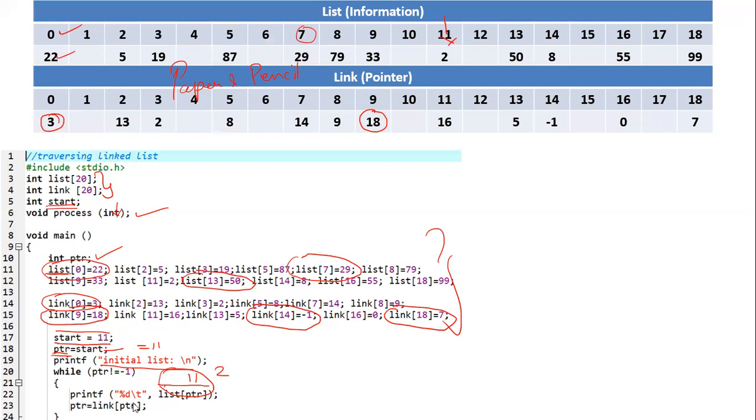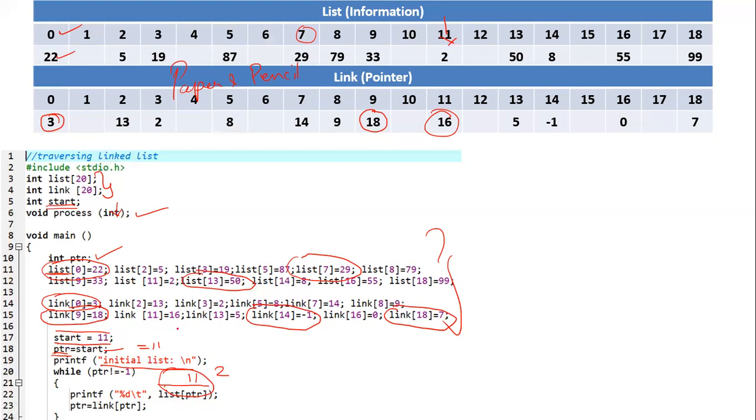So we will print it. It's a decimal number. We'll print it. And then what do we have? This 11 is pointing to node number 16. How do we get to know? That is given by the link of PTR. The link of 11 gives this 16. So now we update the PTR with the link of PTR.